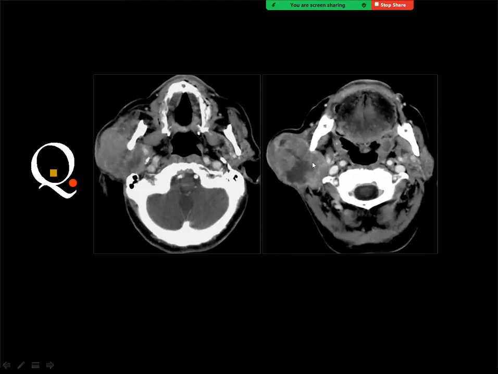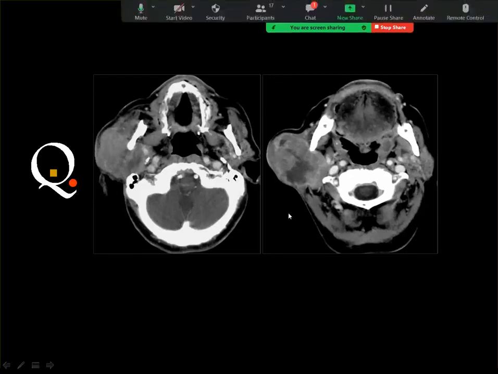How can you know that this is malignant, not benign? Because of the invasion of the surrounding structures and obliteration of the subcutaneous tissue between the tumor and the skin. Also, if you can see metastatic lymph nodes or destructive changes in the mandible, which is not seen in this case, then you suggest that this is a carcinoma.